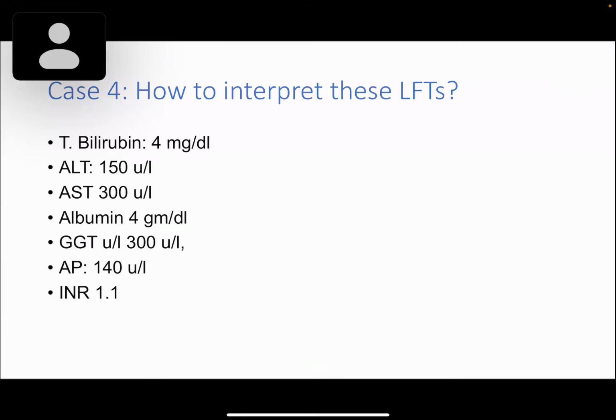A liver function test obtained from a patient showed a high total bilirubin, an ALT of 150 units per liter, AST of 300 units per liter, normal serum albumin, a high GGT of 300 units per liter, normal alkaline phosphatase, and normal INR. So I would like someone to comment on GGT and alkaline phosphatase. Yeah.